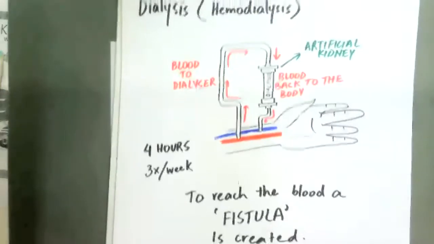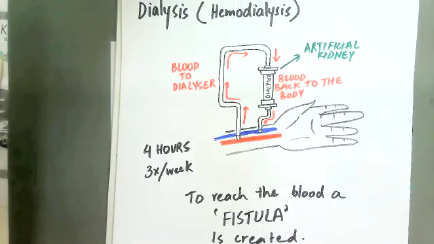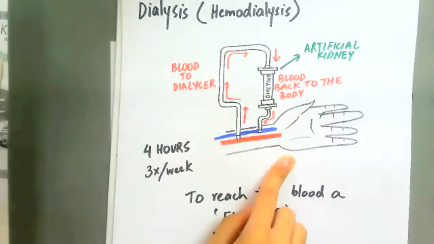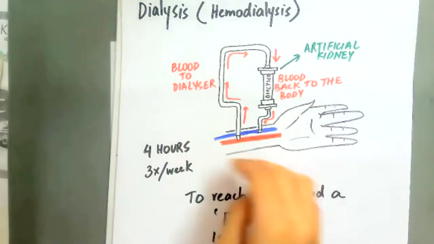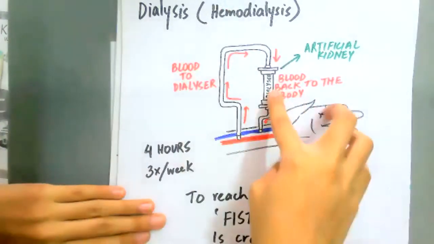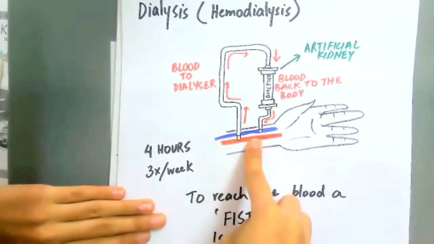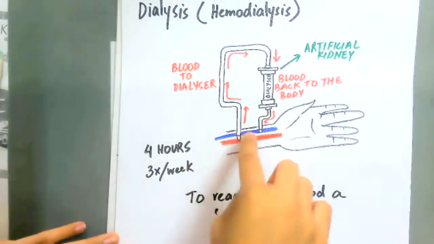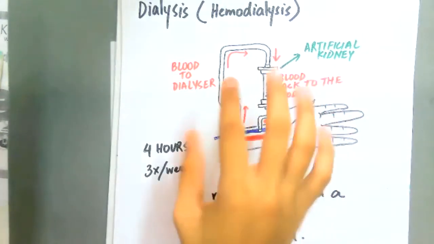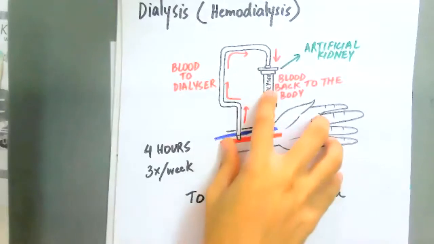So first of all, if a person does not get a donor, a living donor or a deceased donor, they have to go for dialysis. There is no other option. For hemodialysis, it takes place outside of the body. So the blood needs to flow out of the body and then be cleaned by the dialyzer and then come back inside. Okay, so basically we need to circulate all the blood in the body through this machine.